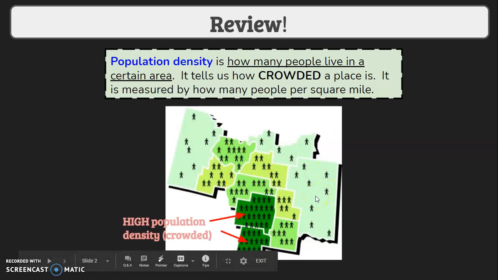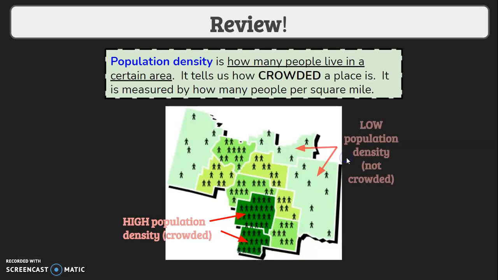An area that has high population density will show us a darker color, and you will see more people close together compared to an area with a low population density that will show us a lighter color, and we can see that people are spaced out.